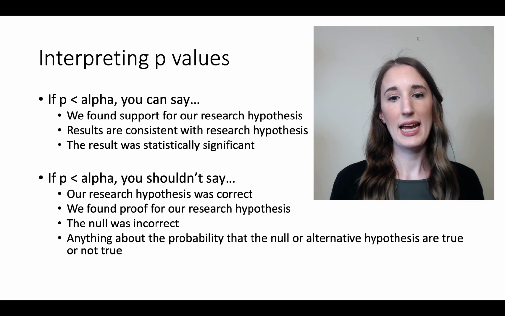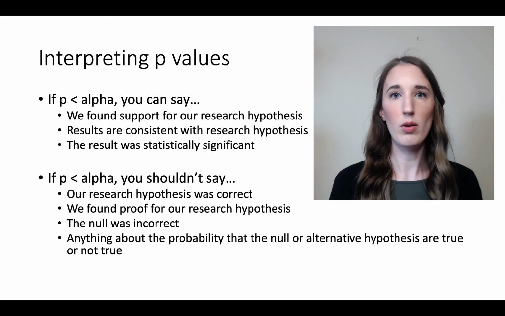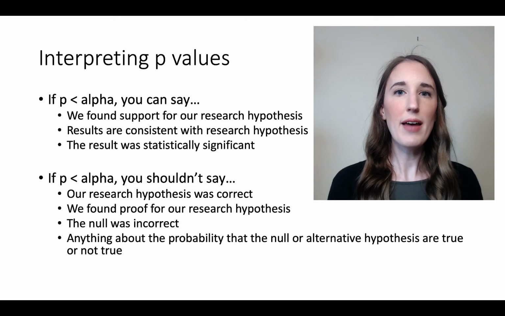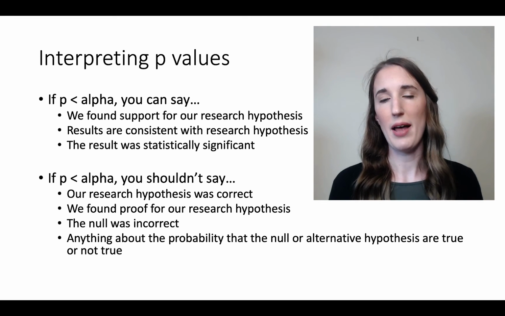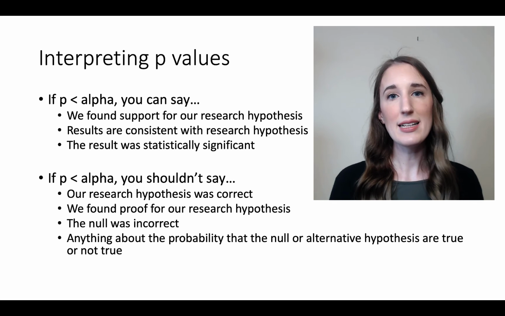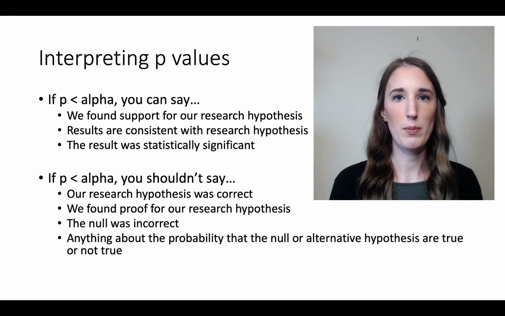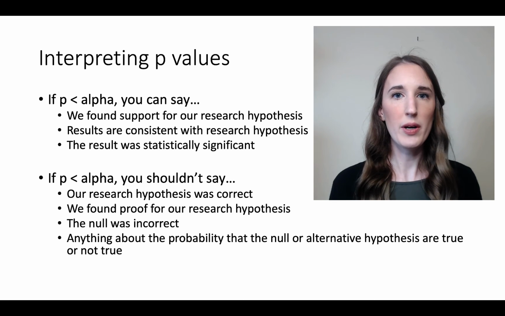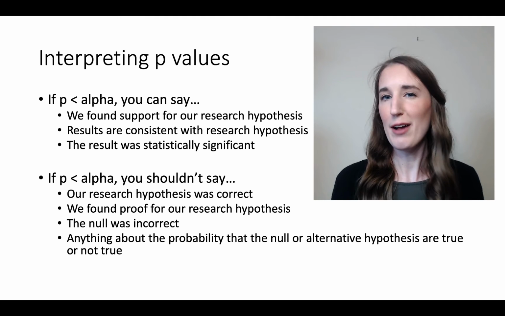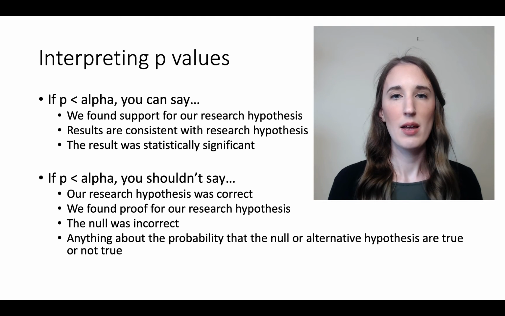Finally, we never want to say anything about the probability that the null or alternative hypothesis were true or not true. In null hypothesis significance testing, the p-value tells us about the probability of the data if we assume the null hypothesis is true. It doesn't tell us the opposite. That is, it doesn't tell us about the probability of a hypothesis given the data. This is a little bit counterintuitive. Oftentimes what we want to know is how likely is it that our hypothesis is correct. But this isn't what the p-value tells us, and it's important not to make this mistake.